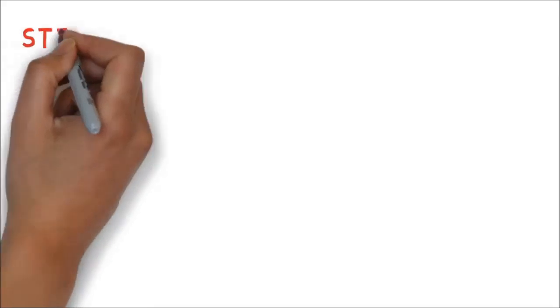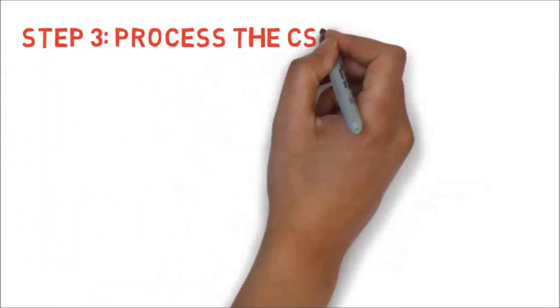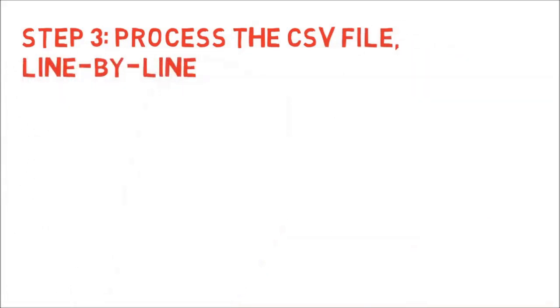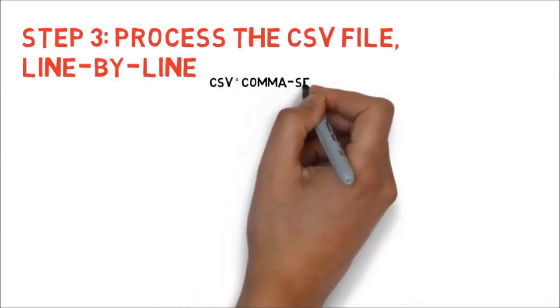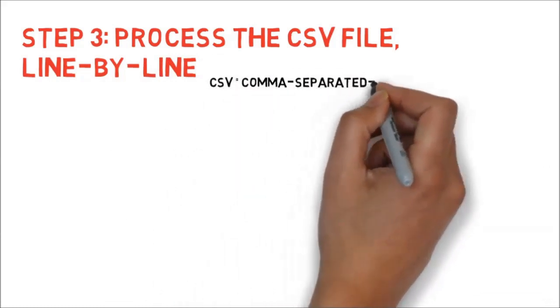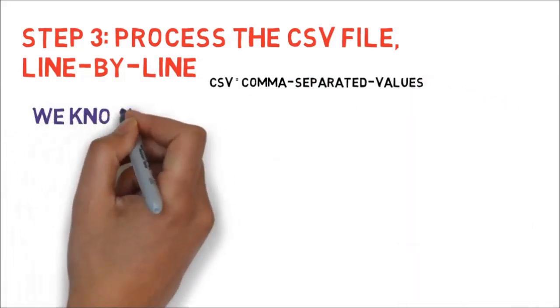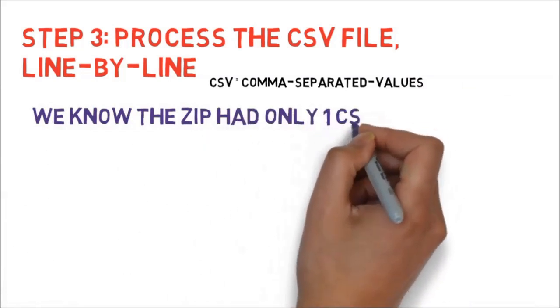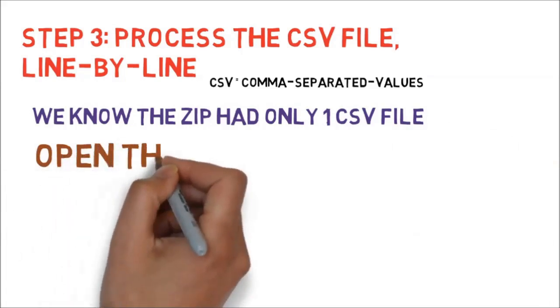It turns out that this zip file will only have one CSV file. So we'll take the CSV file and process it line by line. We'll look at each line of the CSV file and get the specific data points that we need. This is the name of the stock ticker, the opening price, the closing price, the number of shares that were traded. These are the kind of data points that we are looking for.